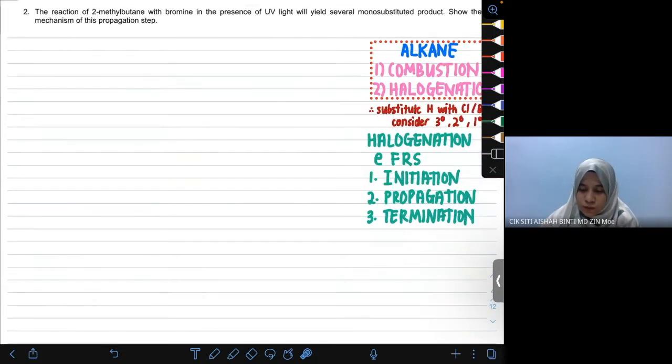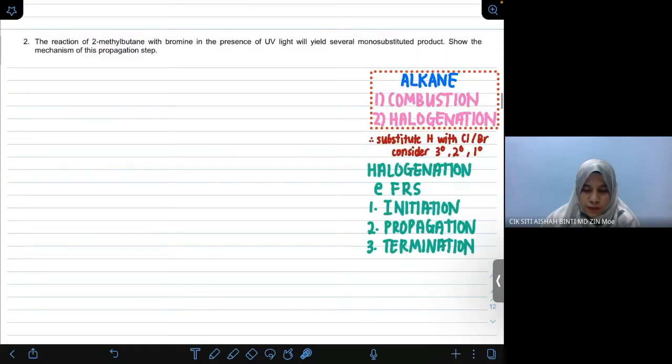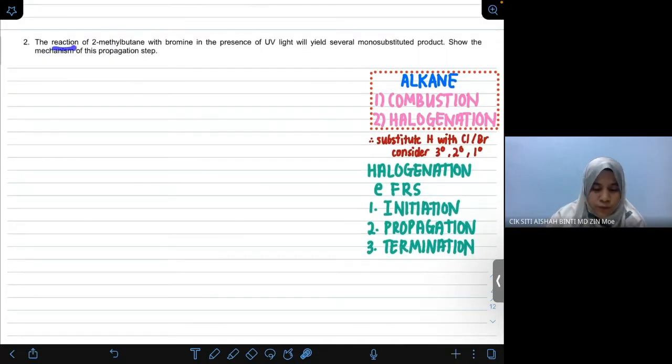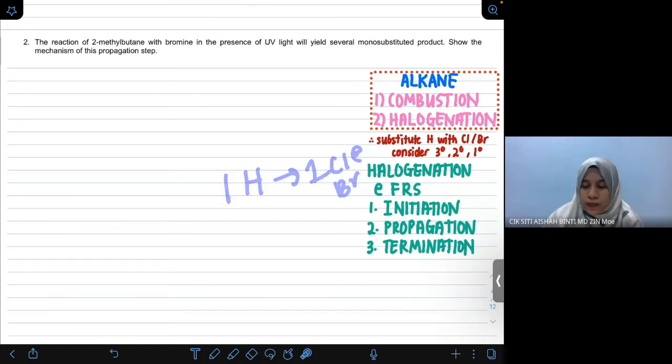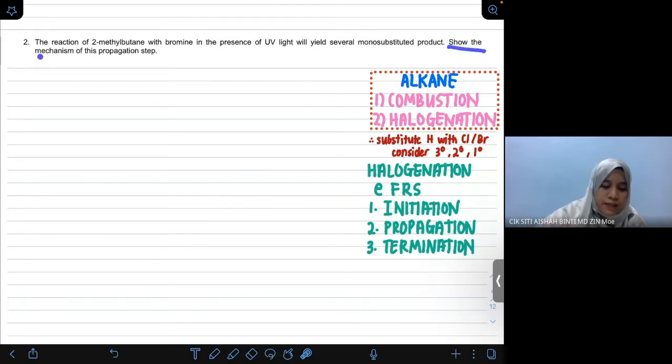Okay, so for question number 2, here it mentioned that the reaction of 2-methyl butane with bromine in the presence of UV light will yield several mono-substituted products. Mono-substituted tu maknanya only one of the hydrogen lah. Only one hydrogen will be substituted with one of our chlorine ataupun one of our bromine. Next, they ask you to show the mechanism of this propagation step. So, in this case, dia nak propagation je. But then again, the reaction is for our 2-methyl butane with bromine.